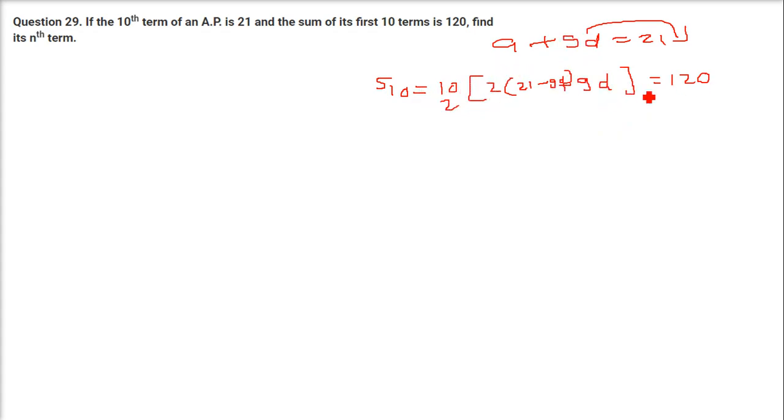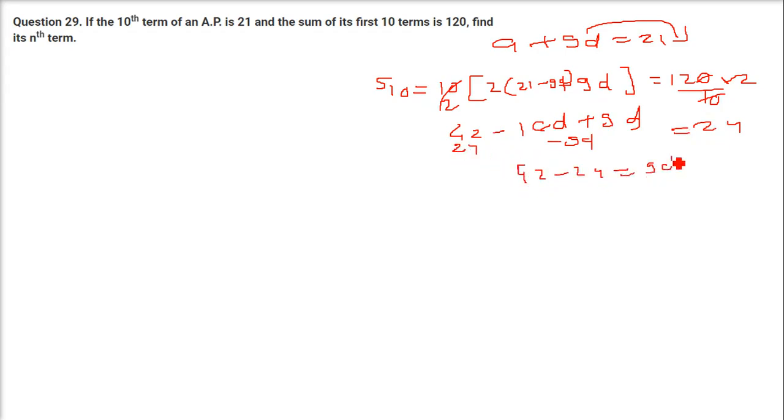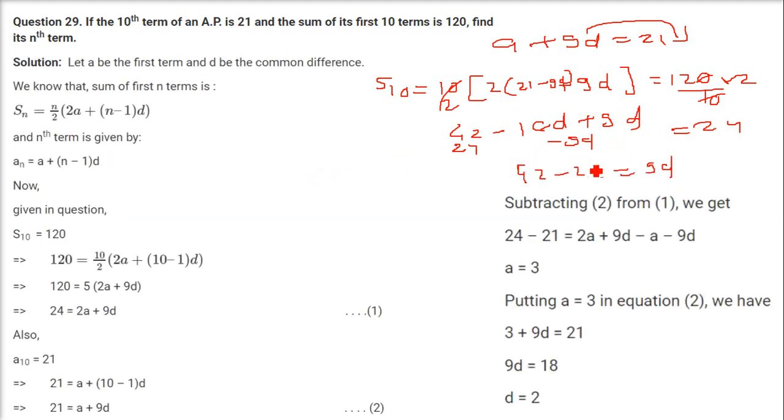So you get, into 2 by 10, 24 here. Now this is 2 into 21. So 42 minus 18D plus 9D. So 42, this is minus 18D plus 9D, so this will be minus 9D. So bring this here and this here. 42 minus 24 equal to 9D. So what do you get? This is going to be 18. So 18 equals 9D. D is going to be 2. D is 2 and A will be what?